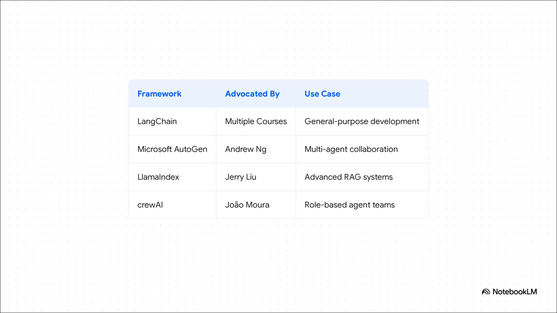You've got LangChain, which is kind of your all-purpose Swiss Army knife for building agents. Then there's Microsoft's AutoGen. Andrew Ng is a big fan of this one, and it's amazing for making different AI agents work together as a team. If you're serious about RAG, LlamaIndex is your go-to. And then there's CrewAI, which is perfect for building these little specialized squads of agents, like a research agent, a writing agent, and an editing agent, all collaborating on a task.